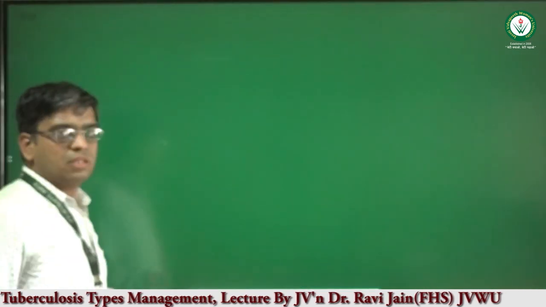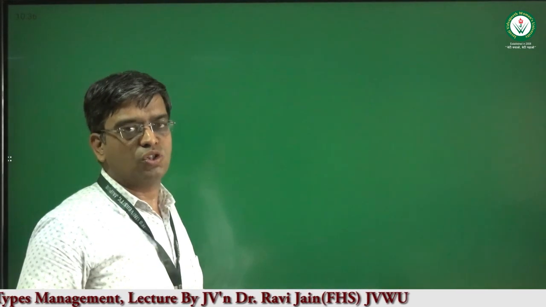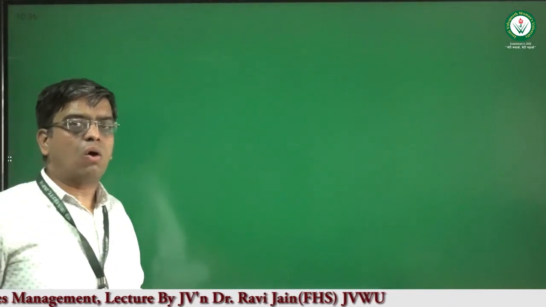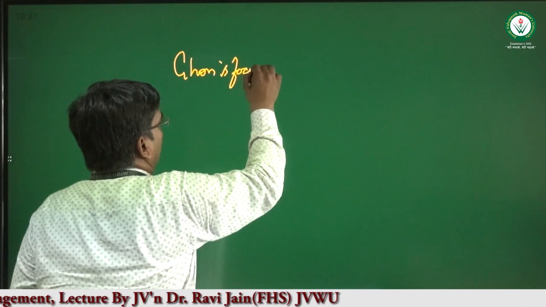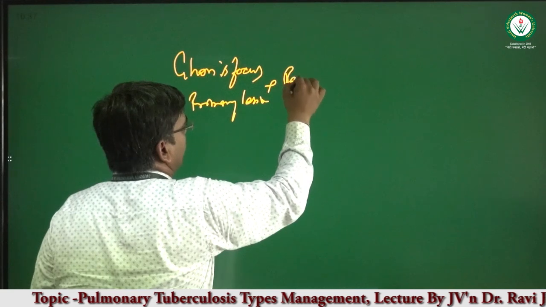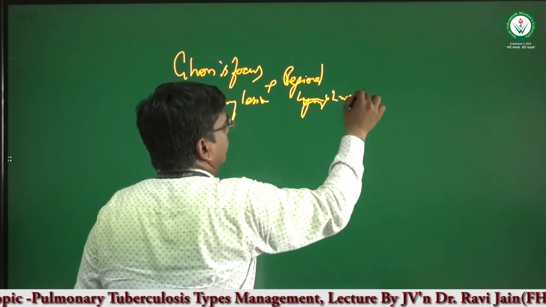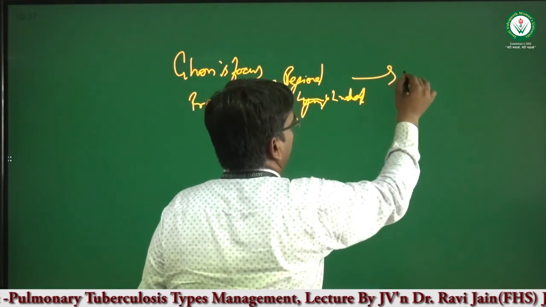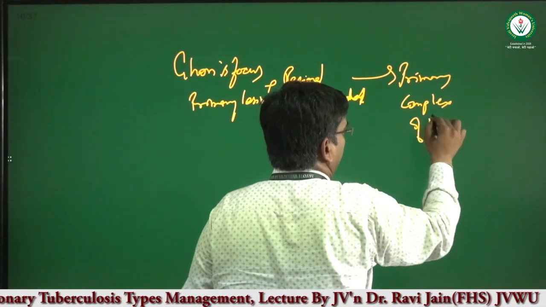Now, what happens when this Mycobacterium tuberculosis lodges in the lungs? It initially forms granulomas, then the primary lesion or the Ghon's focus. This Ghon's focus, also known as the primary lesion, combines with the regional lymph nodes to form the primary complex of Ranke.